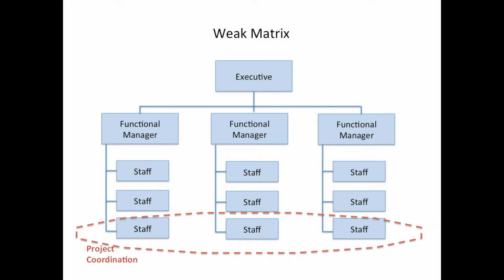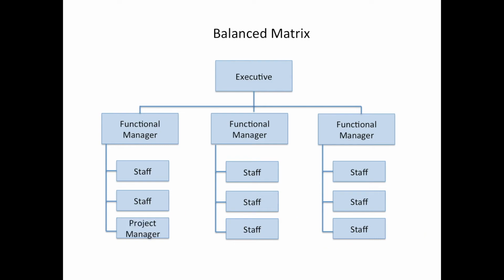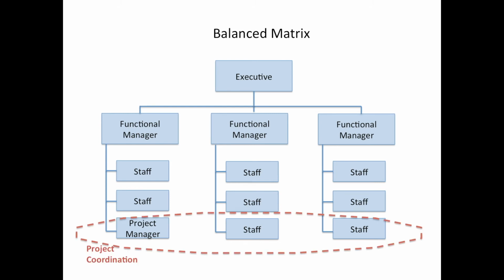Remember, if there is a project manager in a weak matrix, often they have the role of a project coordinator or a project expediter. The expediter can make no project decisions. The project manager can make some decisions because of how high up they report in the reporting structure. Here we see a balanced matrix. You can see the project manager. Project coordination occurs with the project manager at the staff level.